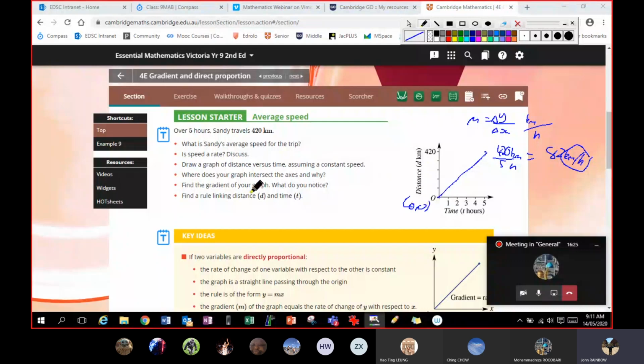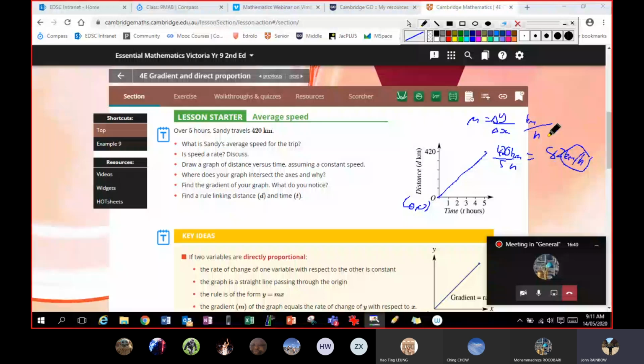Find the gradient of your graph. What do you notice? Well, the gradient of the graph is always going to be 82. You could choose any point on here. It would be rise over run. So she's speeding if it's in an 80 kilometer zone, and if it's in a 100 kilometer zone, she's driving really annoyingly slow. So that's sort of where we're at.